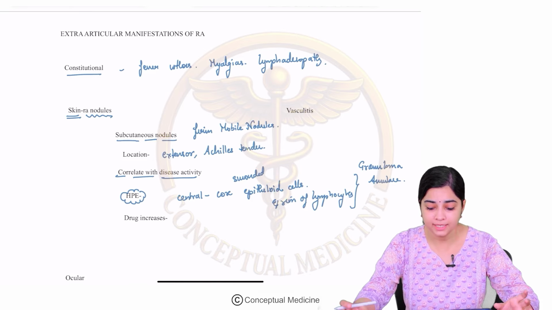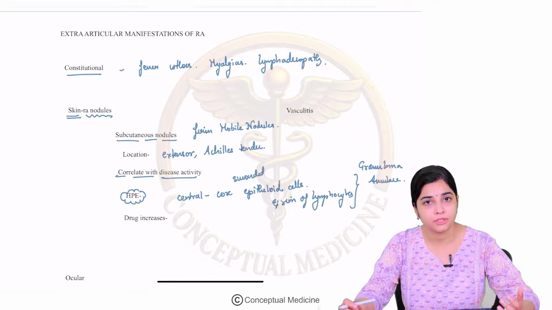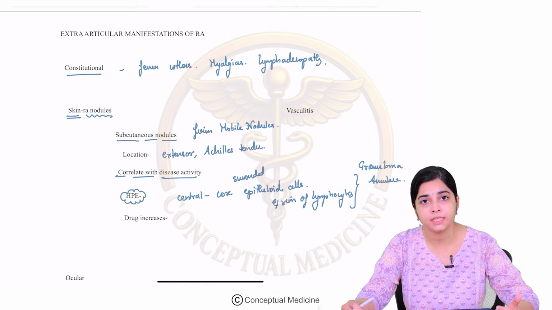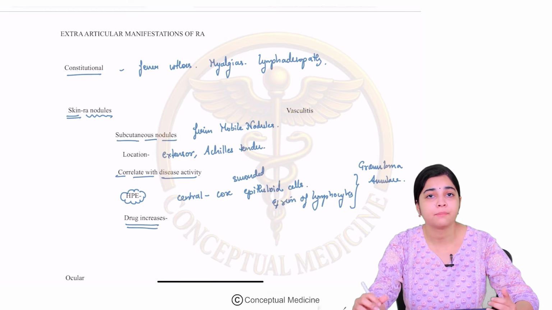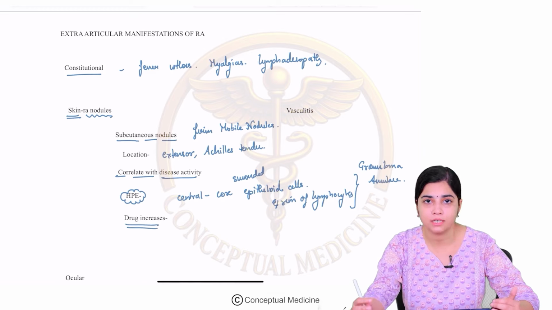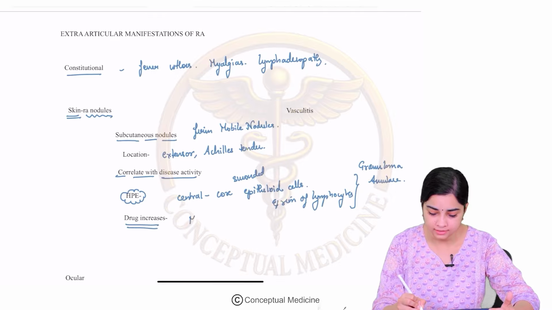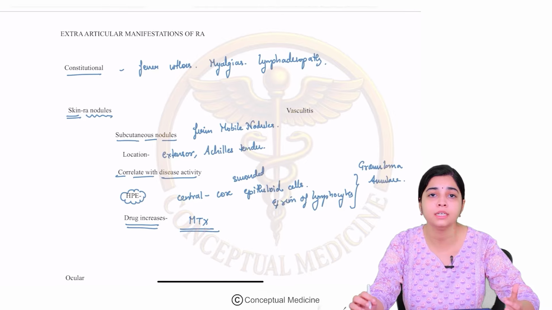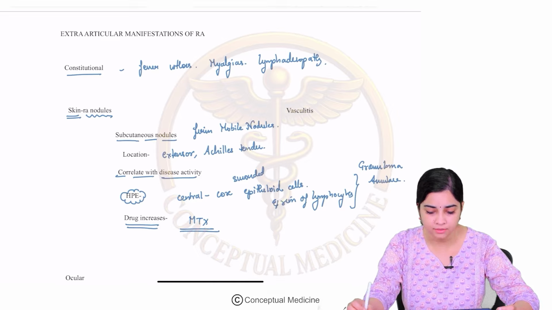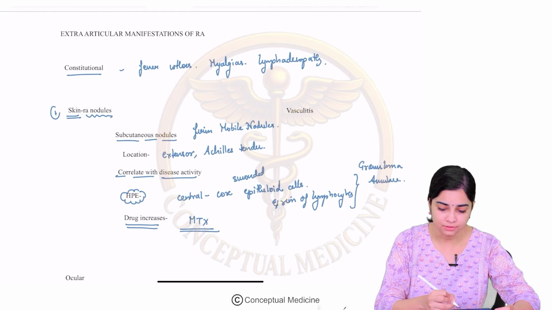So it mainly comprises a central core of eosinophilic material surrounded by epithelioid cells and a rim of lymphocytes. There is one drug which can paradoxically increase these RA nodules, and that drug is methotrexate. So methotrexate, which is used in the management of rheumatoid arthritis, can also paradoxically increase the nodules, and these nodules can be found in the lungs as well. Okay, fine. So that is about RA nodules.